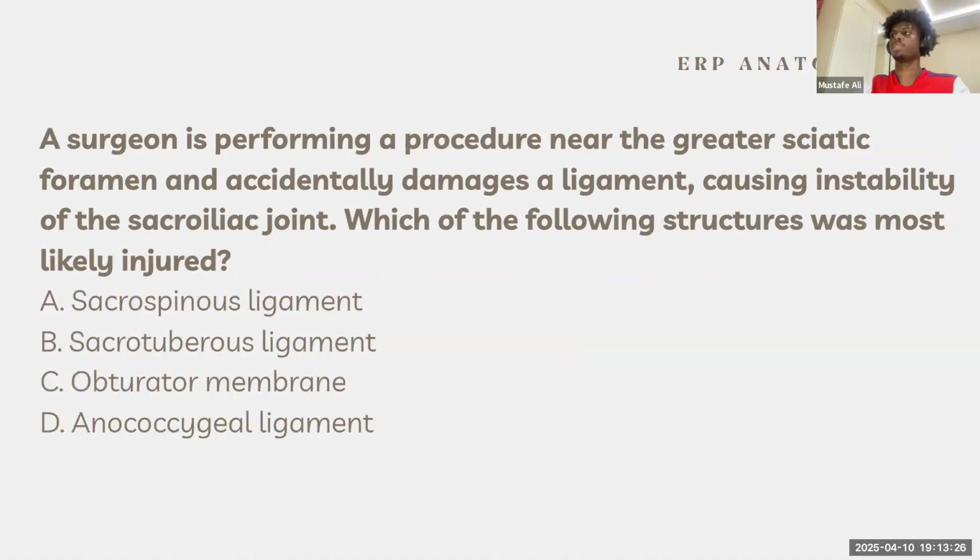Now let's move on. The next question. A surgeon is performing a procedure near the greater sciatic foramen and accidentally damages a ligament, causing instability of the sacroiliac joint. Which of the following structures was most likely injured? What do you guys think?